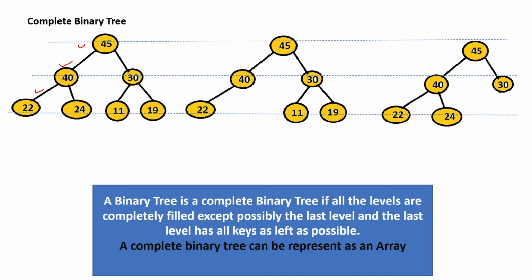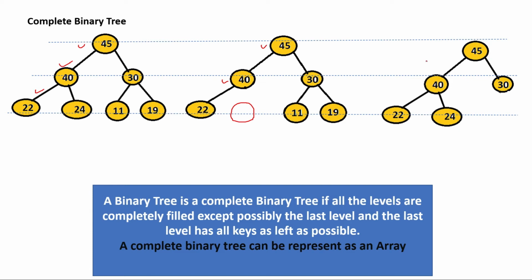Coming to this example, here from left to right every node is present. Here from left to right every node is present in this level. And in this third level, from left to right, this node is missing. Then it is not actually a complete binary tree.